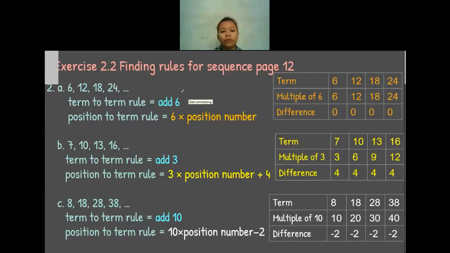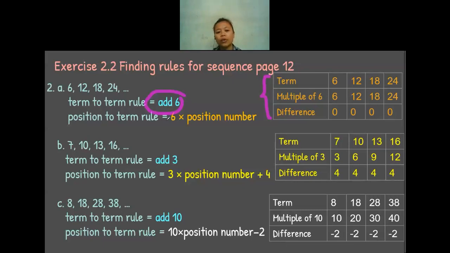We have to find the term-to-term rule. After that, we have to make the table. From the table, we write down the terms and the multiples of whatever term-to-term rule is given, and then we find the difference. After that, we multiply the position number by the term-to-term rule, and then add the difference. Here, the difference is 0, so for question 2a, for the position-to-term rule, I will just write it as 6 times position number.